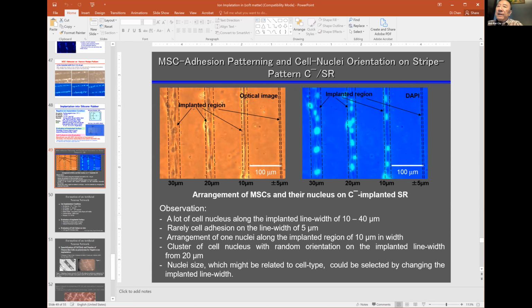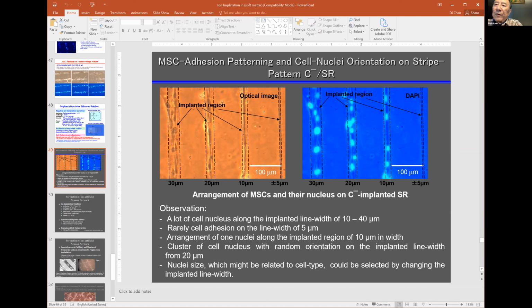View graph 49 here shows a very interesting pattern. This pattern is really the cell. First they pattern the substrate, and then by implantation. This implantation is also carbon, because Dr. Tsuchi is interested in carbon. He implants the carbon into the lines, those vertical lines, the carbon-implanted area. And then they try to grow the cell.